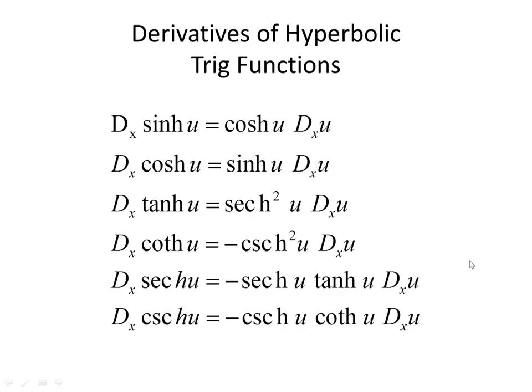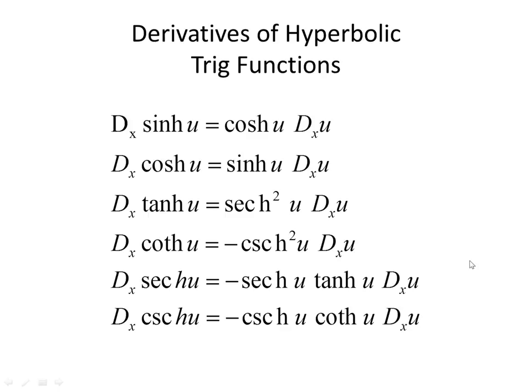So, again, remember when you're doing derivatives, for example, for the very first one, it says d sub x. That's the derivative of sinh u. The derivative of sinh u is cosh u times du, the derivative of u. Don't forget to do that. Okay? Don't forget to do that.